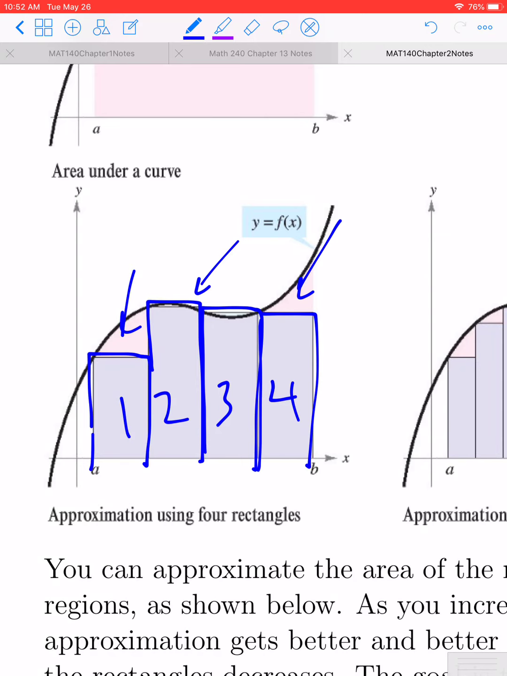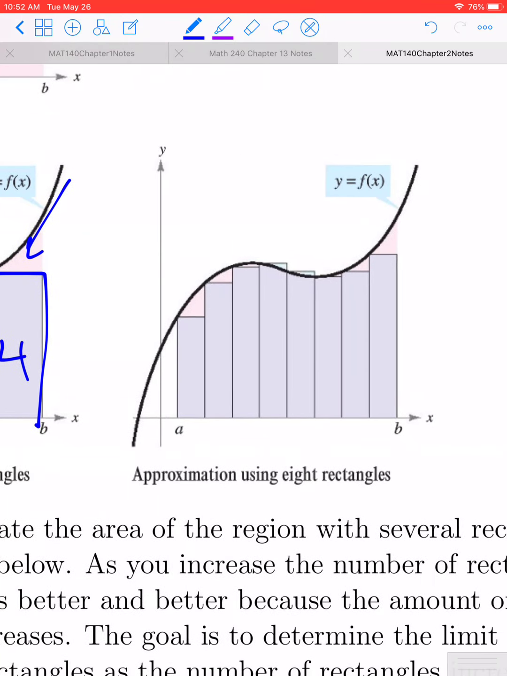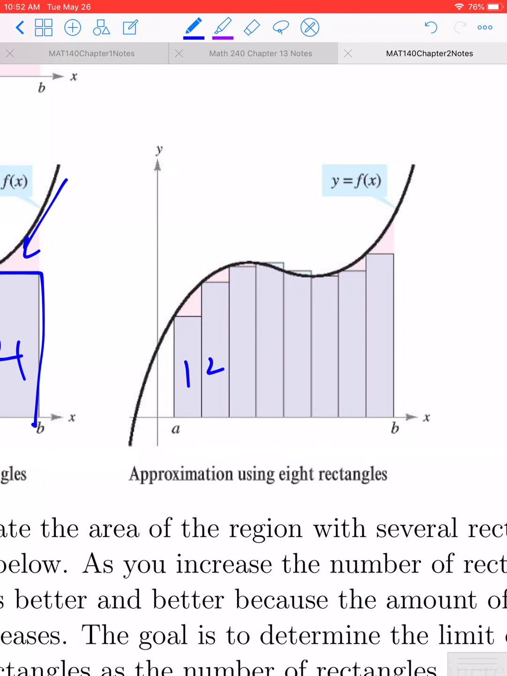But at least it gives us something to do as an estimate. And one of the things we notice is if I go from, let's say, 4 rectangles to using more, 1, 2, 3, 4, 5, 6, 7, 8, if I put 8 rectangles under the curve, then the approximation becomes better. We're able to hug and fit the curve a little bit more, so we're not missing out on as much area, nor are we overestimating and adding too much extra area via some of these rectangles.